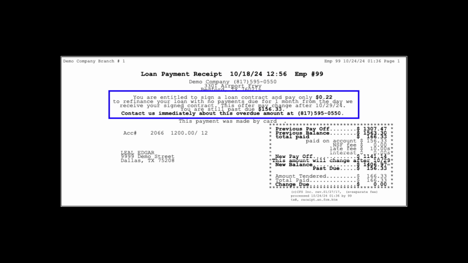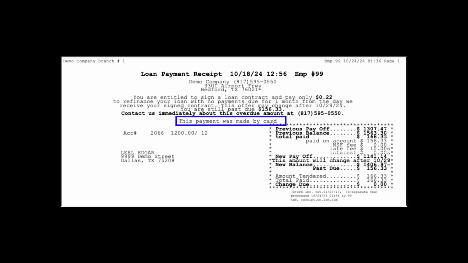Company name, branch name, employee ID, date, time, and page number, loan payment receipt title, the date, time, and employee that took the payment, company name and phone number, address of loan branch office. The next section shows an offer for the borrower to renew or refinance to a new loan. This example is after the third payment by the customer and will continue to have an available amount increase as payments are made and show the amount of a new loan renewal/refinance available for the customer to borrow. This is the option to show the customer and is enabled in the config section.